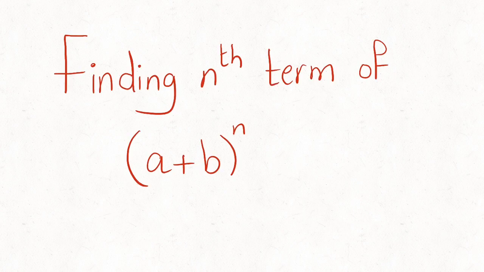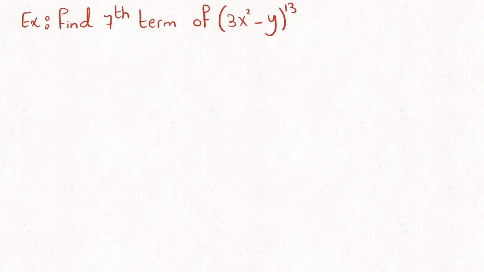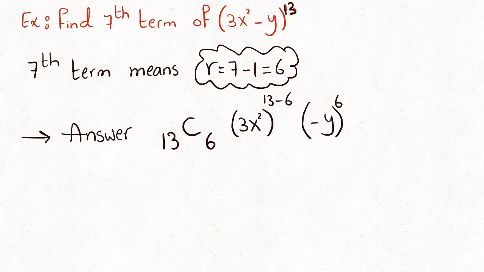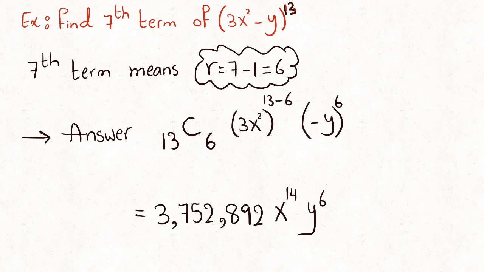Finding the nth term of the binomial a plus b to the power n. Find the seventh term of the following binomial. Now, the power is 13, and the seventh term means r equals 7 minus 1 equals 6. Thus basically what is requested from me is 13C6, the first term to the power 13 minus 6, the second term to the power 6.